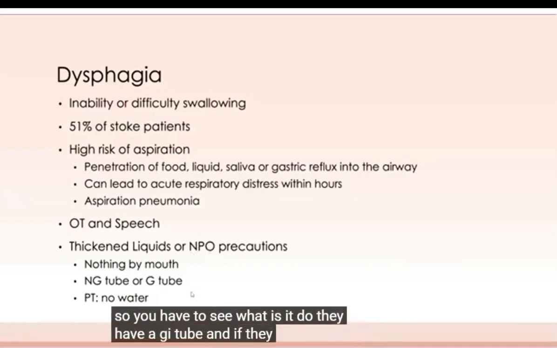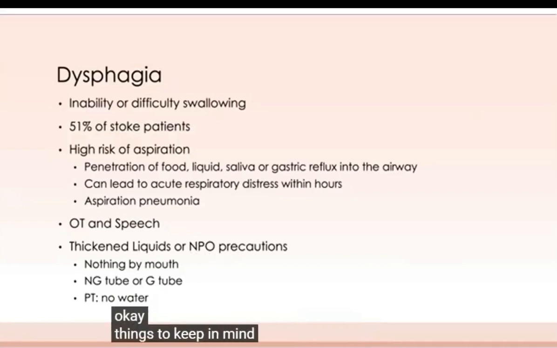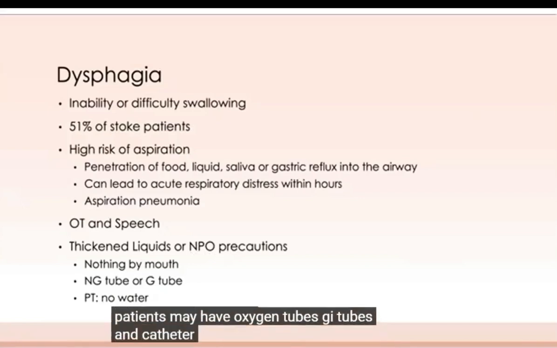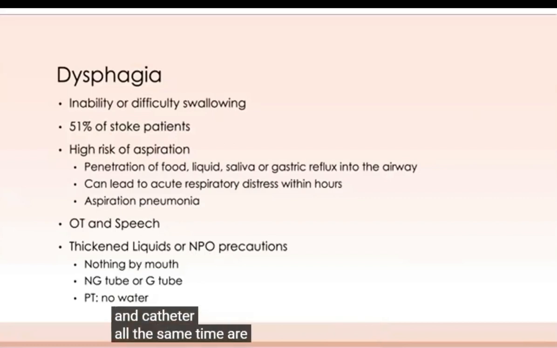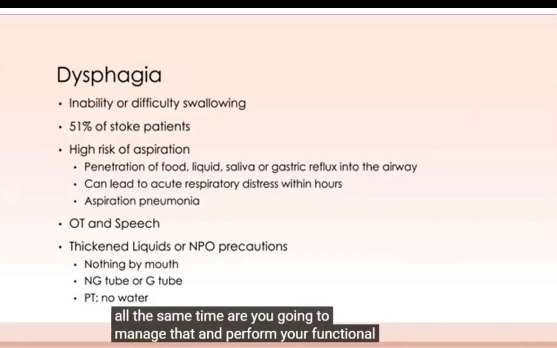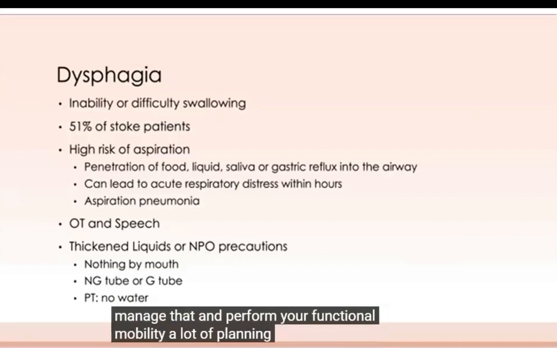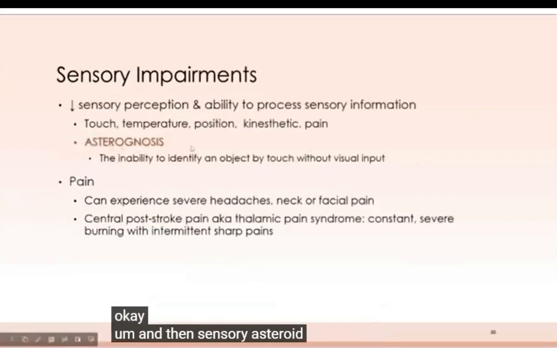Do they have a GI tube? And if they do, where are you putting that gait belt, okay? Things to keep in mind. Patients may have oxygen tubes, GI tubes, and a catheter all at the same time. How are you going to manage that and perform your functional mobility? A lot of planning.